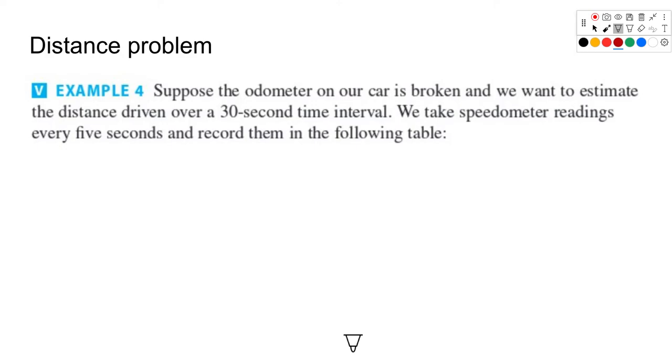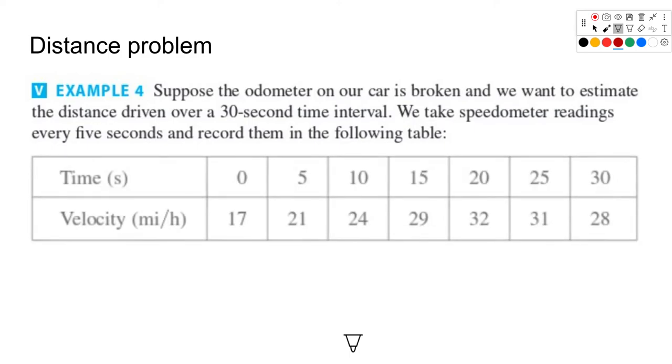Let's say our speedometer's still working, so every 30 seconds we record the speed on the speedometer. And then we take several of these readings. Let's say we do it every 5 seconds, we record another one. Over a 30-second time interval, we're going to make 5-second recordings. And this is the table we come up with.